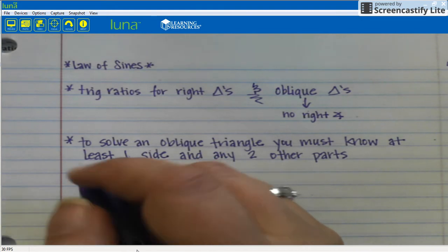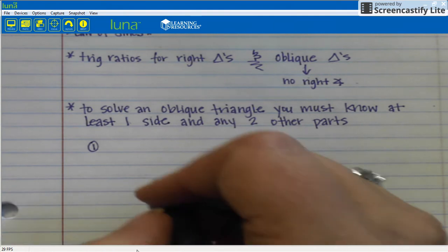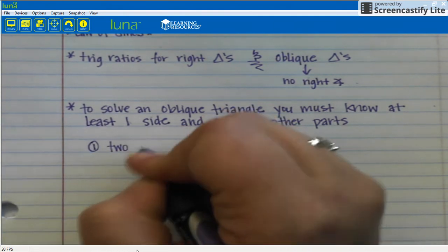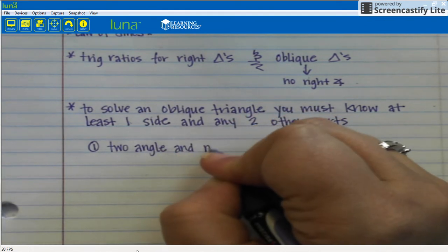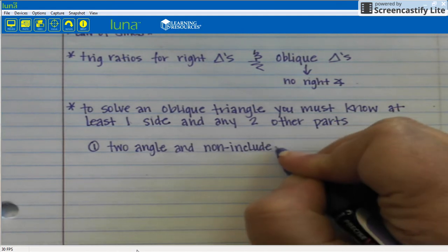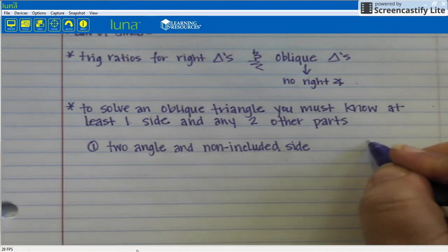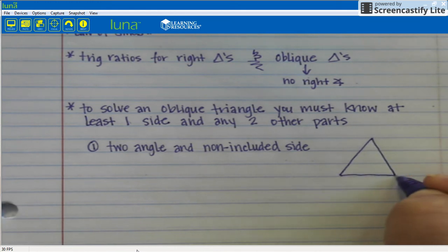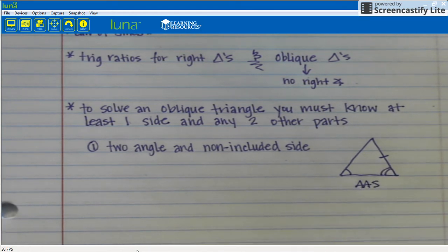So what that looks like, if you think back to geometry when you first learned about triangle congruence, if you're given two angles and a side, and that side is not included between the two angles, then you would refer to this as angle angle side. It would look like this. So I have two angles and a side that's not between those two angles. So this would be angle angle side.